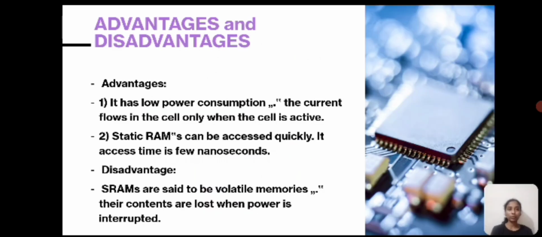So let us see about the advantages and disadvantages. Advantages: it has low power consumption. The current flows in the cell only when the cell is active. Static RAMs can be accessed quickly. Its access time is a few nanoseconds. Disadvantages: SRAMs are said to be volatile memories. Their contents are lost when power is interrupted.